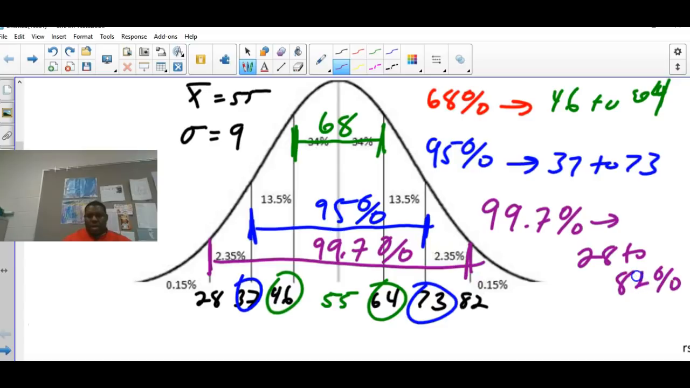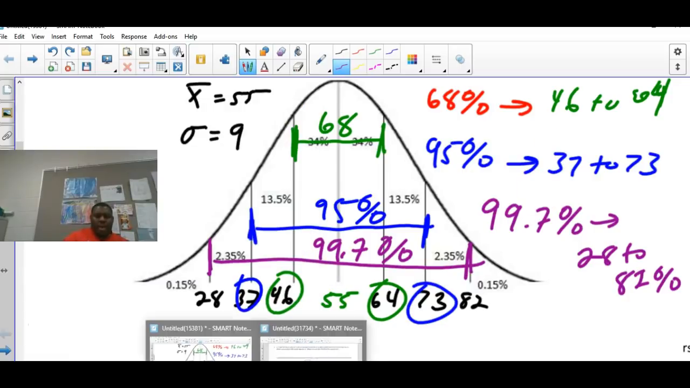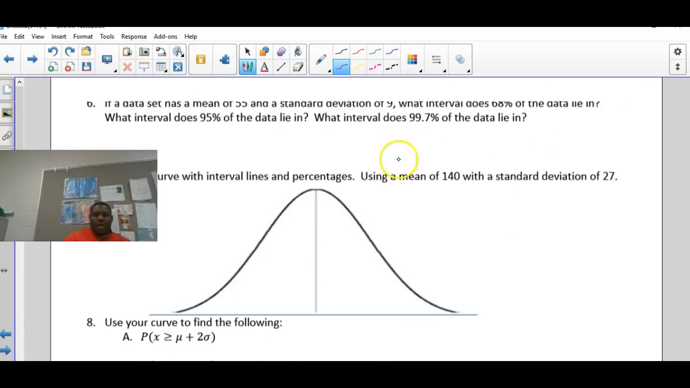You're going to have a question like that on the test, so make sure you know. It won't be all three. It'll be one of the three: what's 68, what's 95, or what's 99.7. So make sure you put your mean and take your standard deviation and add it and subtract it, okay? So these are the answers to that one problem. I just don't have a lot of space to write, so I'm not going to write it all right here. I'm going to go ahead and go to the next one now.